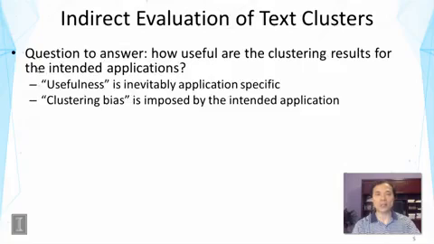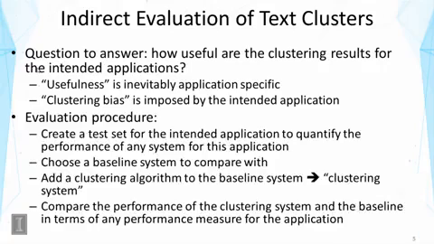So in this case, the question to answer is, how useful are the clustering results for the intended applications? Now this, of course, is an application-specific question. So usefulness is going to depend on specific applications. In this case, the clustering bias is imposed by the intended application as well. So what counts as the best clustering result would be dependent on the application. Now, procedure-wise, we also would create a test set with text objects for the intended application to quantify the performance of the system.